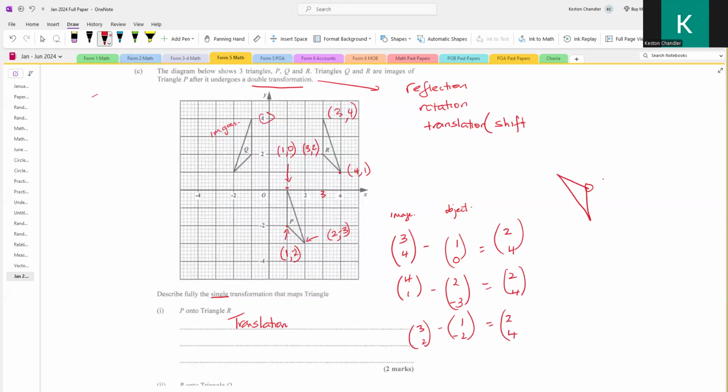What you notice about the answers for the difference between the points on the object and the points on the image? They all have the same. This here is our translation vector.